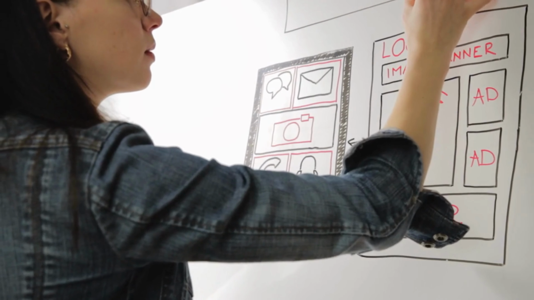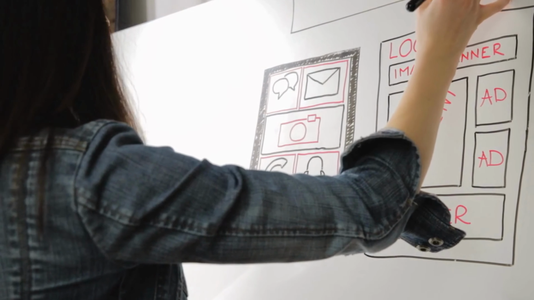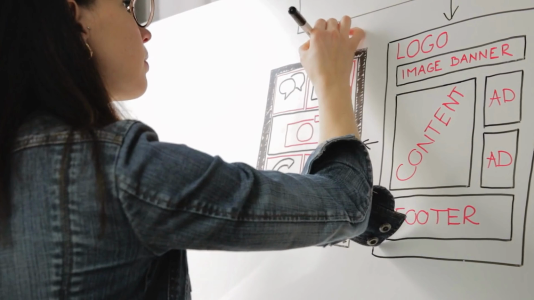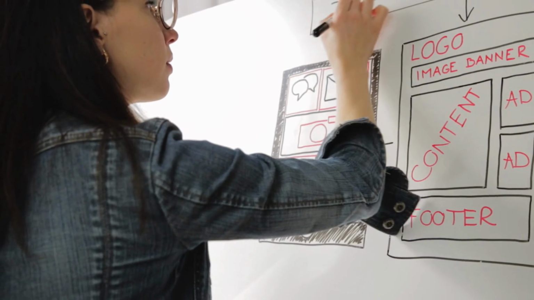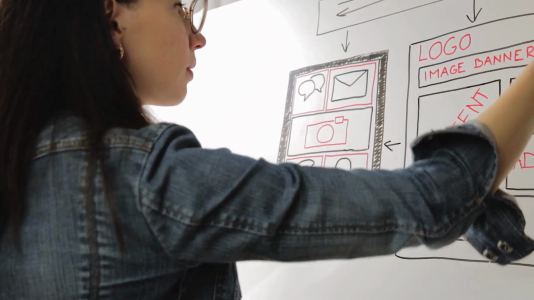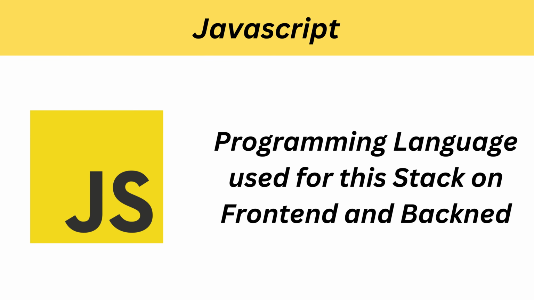So now we have created HTML and CSS. So HTML and CSS will not be enough when you want to build a full stack web application. So there has to be some interactivity between the user and the website. So that's when JavaScript comes into the picture. JavaScript is a programming language that you can use for both front end and back end.